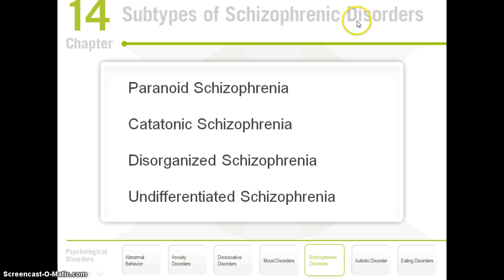Disorganized schizophrenia involves a particularly severe deterioration of adaptive behavior, frequent incoherence, and virtually complete social withdrawal. Undifferentiated schizophrenia is the diagnosis given to people who are clearly schizophrenic but who cannot be placed in any of the 3 other categories.